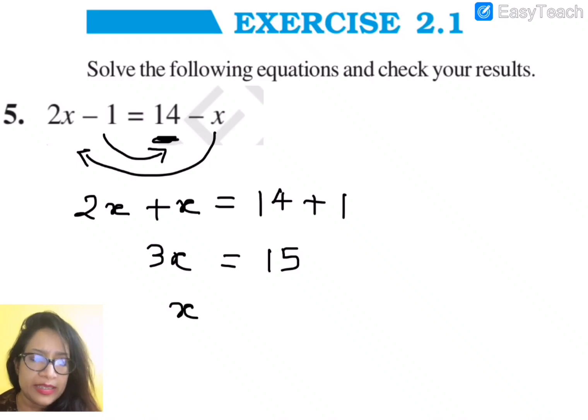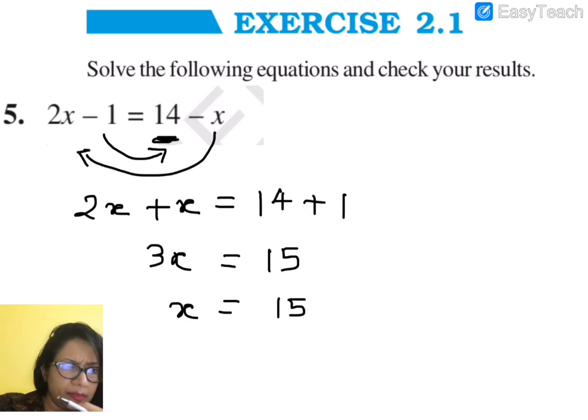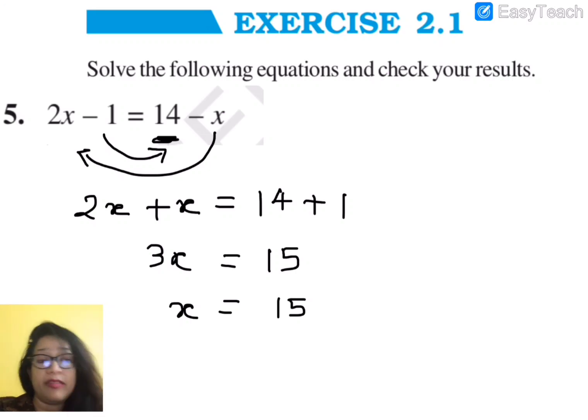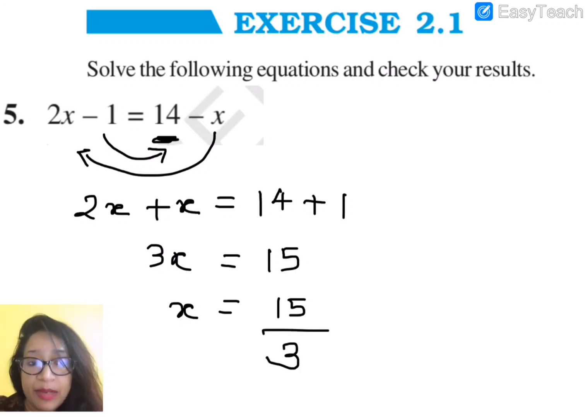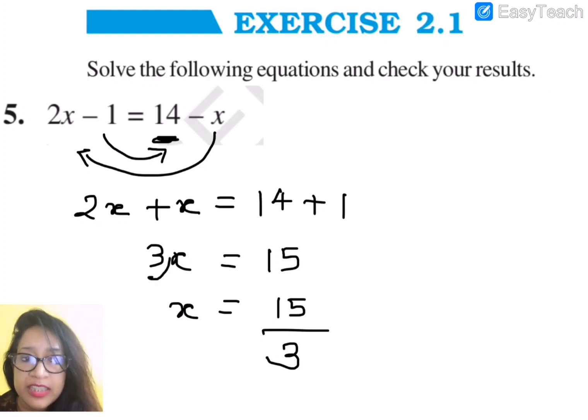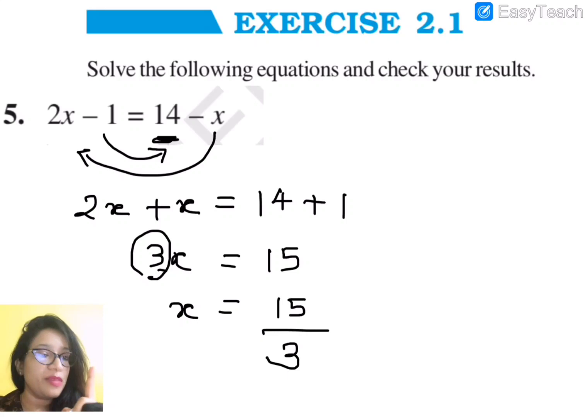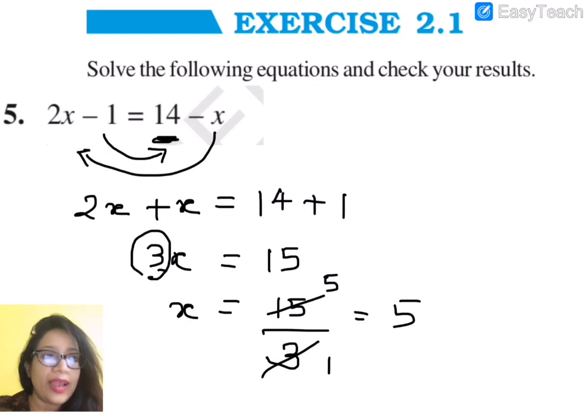So what will be this x? x is equal to 15. Will it be 15 multiplied by 3? No, it will be 15 divided by 3. Why? Because the term which is being multiplied over here will go in division. So 3 1 is 3, 3 5 is 15. So the answer is 5.